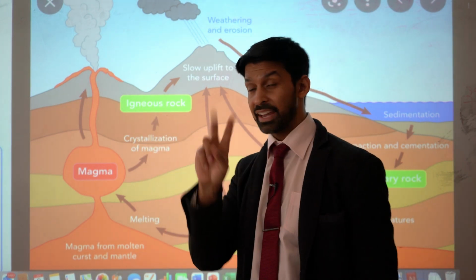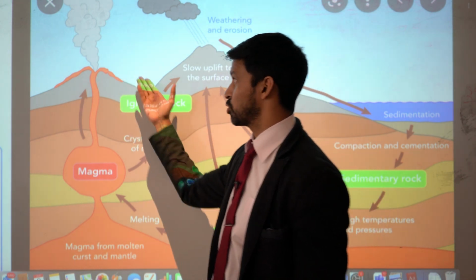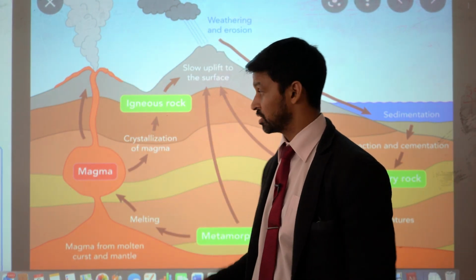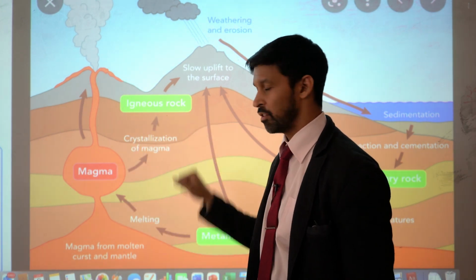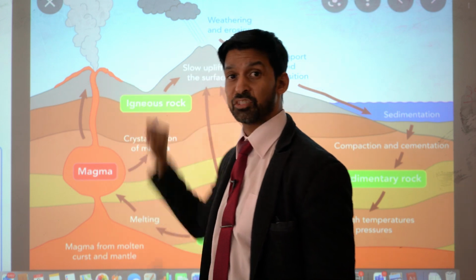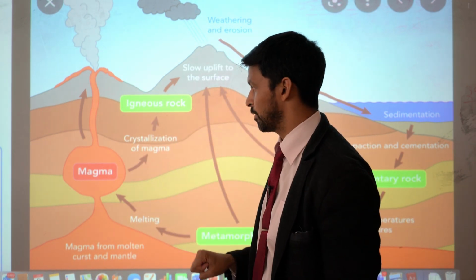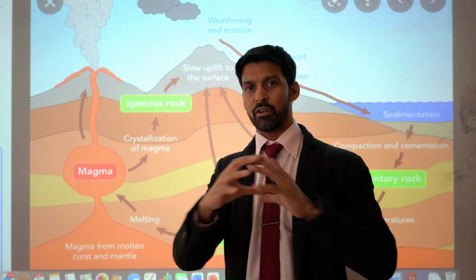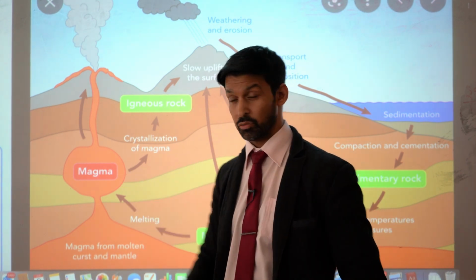There's two types of igneous rock. There's igneous extrusive, which is cooled down on the surface, and there's igneous intrusive, which cools down in the interior of the Earth. Extrusive has smaller crystals than intrusive, purely because the intrusive one has a longer cool down period, so it has more time to build the crystals.